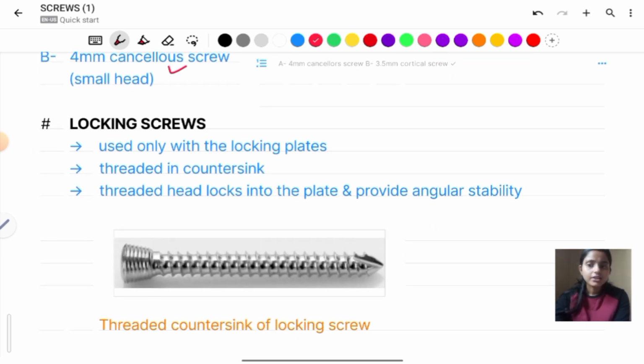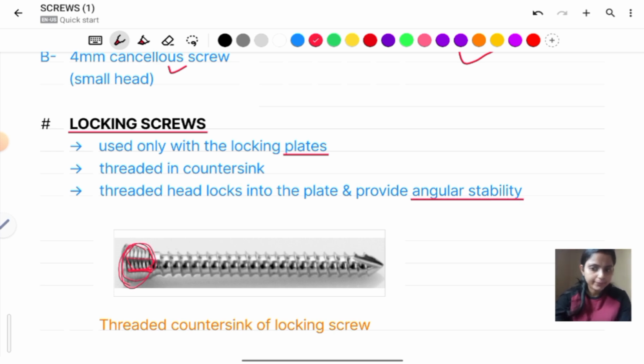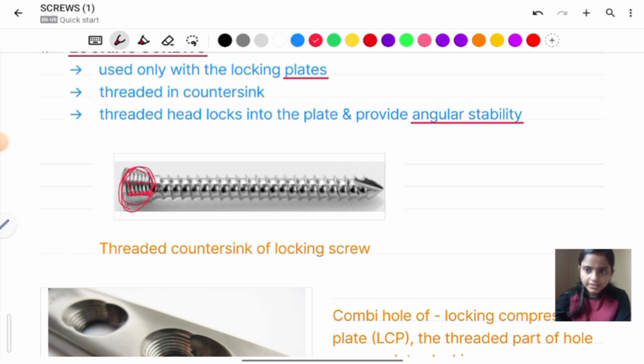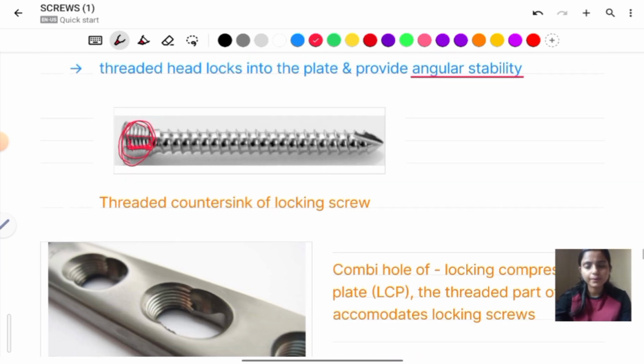Now let's see the locking screw. Locking screw is used only with the locking plates. It is threaded in its countersink. This is the countersink in which it is threaded. This threaded head locks into the plate and provides angular stability. We can see the threaded countersink in the locking screw.